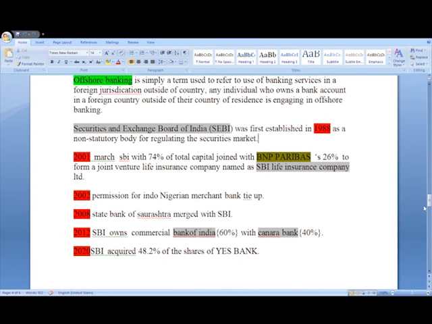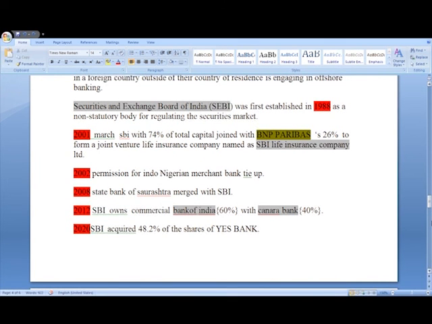2002: permission for an Indo-Nigerian Merchant Bank tie-up. 2008: State Bank of Saurashtra merged with SBI. 2012: SBI owns 60% of the Commercial Bank of India, with Canara Bank 40%. 2020: SBI acquired 48.2% of the shares of Yes Bank.